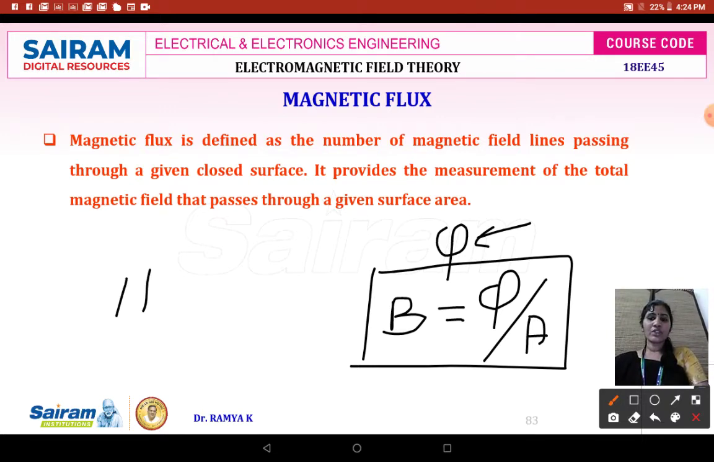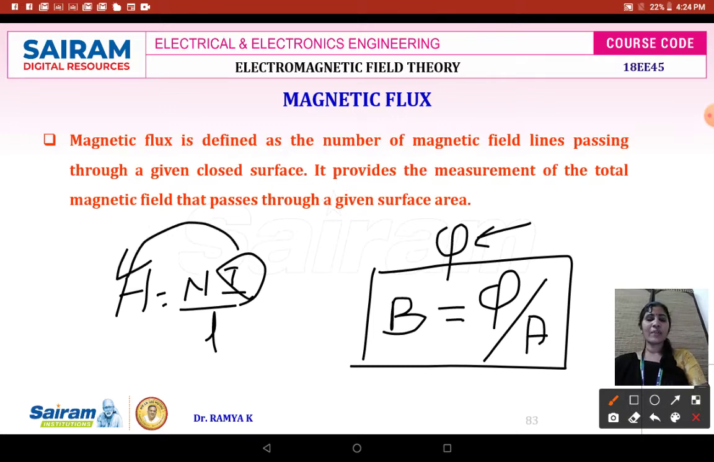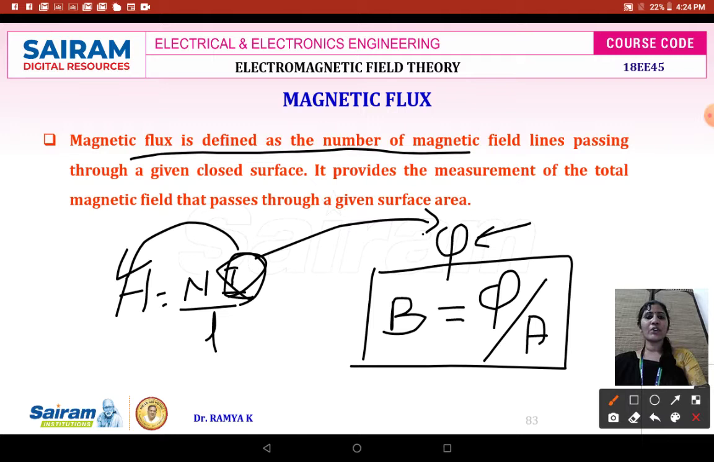We know that H is equal to Ni divided by L. Proportional to the current, we are going to have the magnetic field intensity. So proportional to the current only, your flux will also get exerted. Therefore, magnetic flux is the number of magnetic field lines. This is going to be the number of field lines passing through the closed surface.